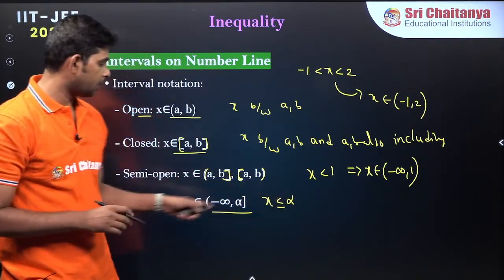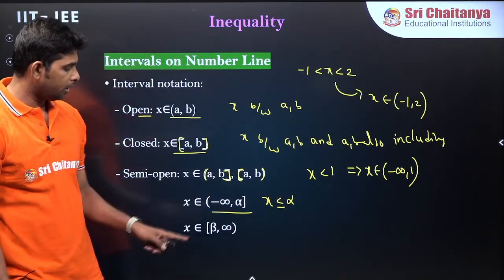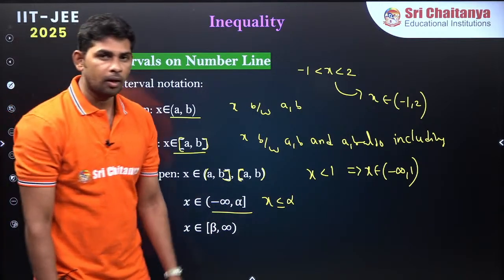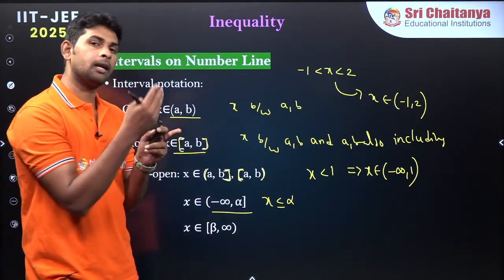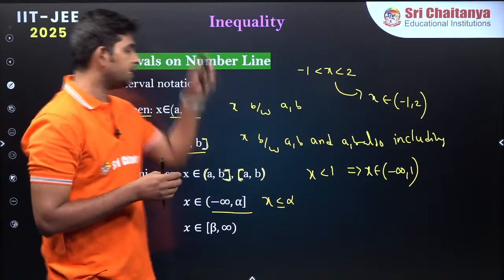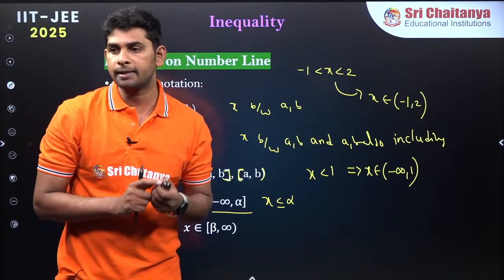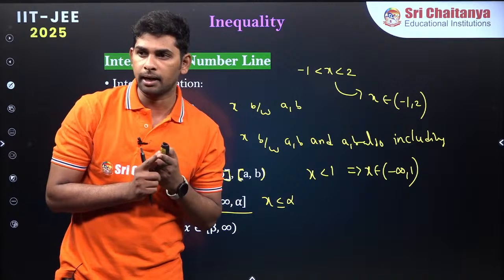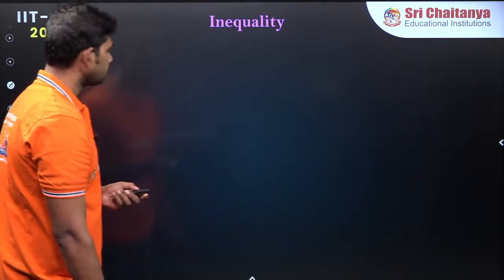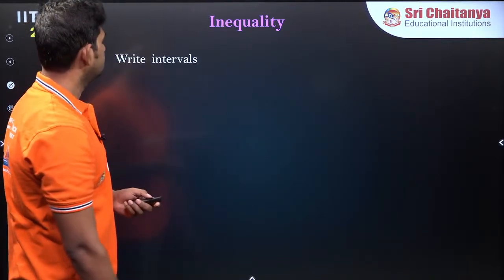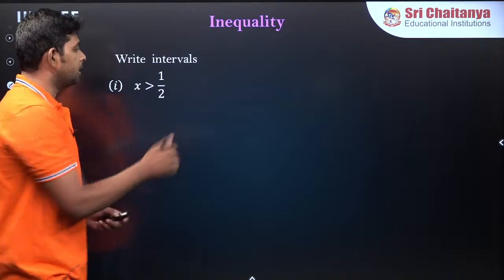Right, so in this way you can write the intervals, and the same way you can write beta to infinity also when we are going to take x is greater than or equals to beta. All these are the intervals. Now how we are going to use this to solve the inequalities in quadratic equations and all these things, right? So let us see that. Right. So I am going to write the intervals for this one here.